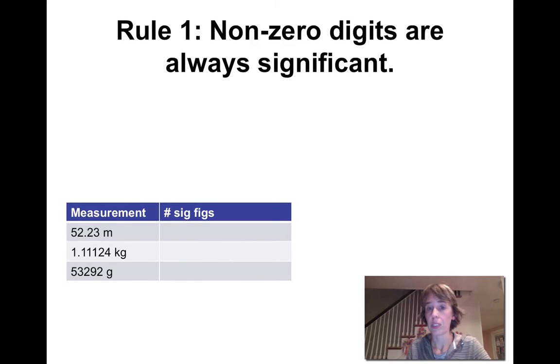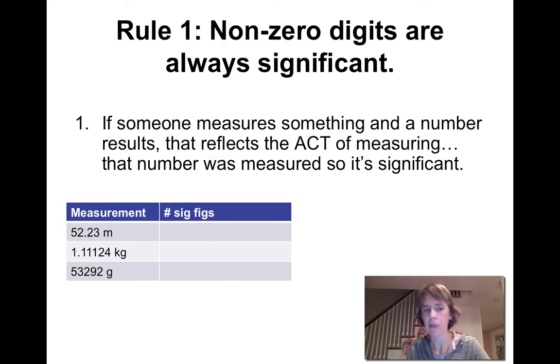First rule, non-zero digits. This one's pretty much a no-brainer. If there's a number there, it's significant, a number that's not a zero. So, the fact that it's there reflects that the measurement was taken, and so basically the number of significant figures in these measurements here are just the number of digits in the measurement. So here we'd have 4 significant figures, here we'd have 6 significant figures, and here we'd have 5.